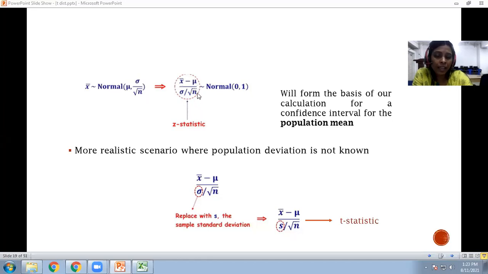X bar and n you will know. This is the sample mean and the sample size, so we can easily get to know that from the question. But this population standard deviation is quite difficult to know, because in most real scenarios it is not possible for us to calculate the population standard deviation by any means unless and until you have collected responses from the whole population.